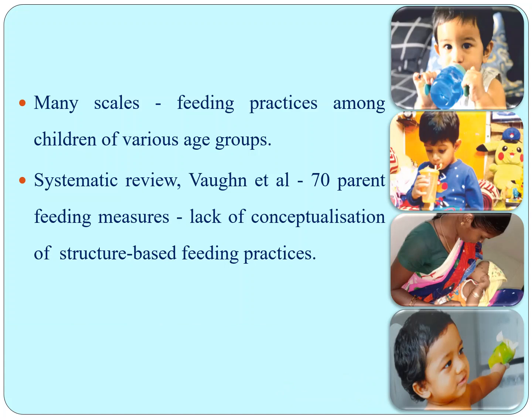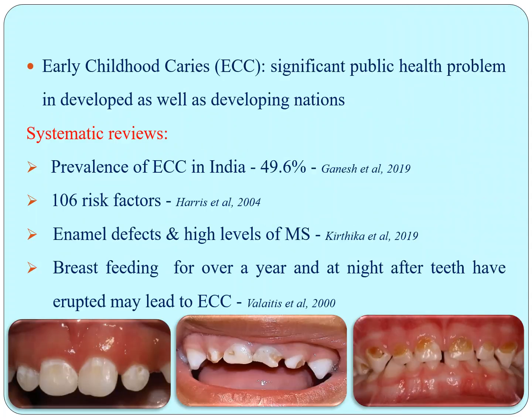Many scales have been reported which assess the feeding practices among children of various age groups. A systematic review by Vaughan et al. has reported 70 parent feeding measures. However, there is a lack of conceptualization of structure-based feeding practices.